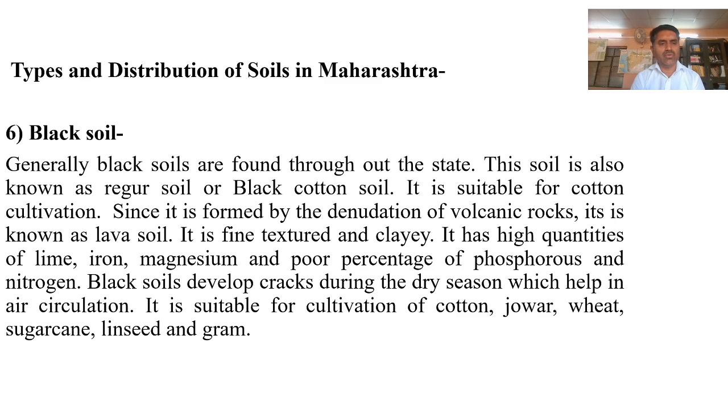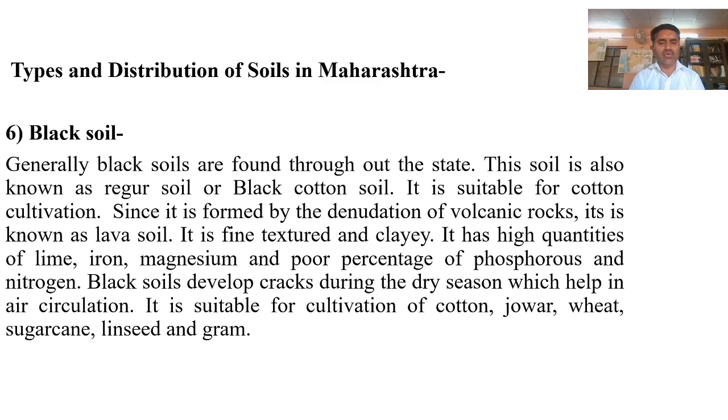This soil is also known as Regur soil or black cotton soil because, as you know, black soil is suitable for the production of cotton, and that's why this soil is called black cotton soil. Since it is formed by the denudation of volcanic rocks, it is known as lava soil. It is fine textured and clayey. It has high quantities of lime, iron, magnesium, and a poor percentage of phosphorus and nitrogen.